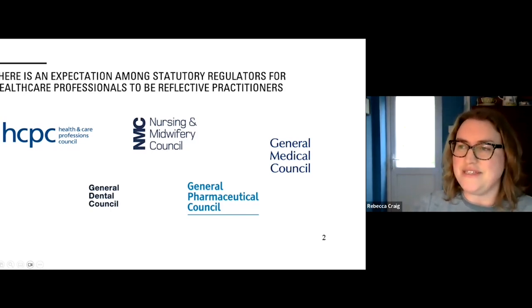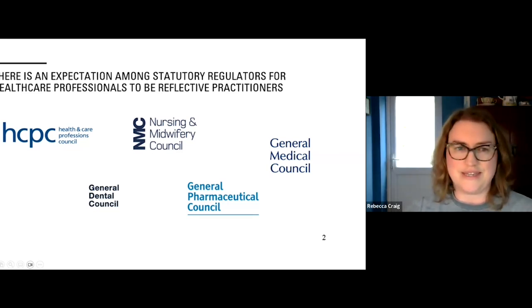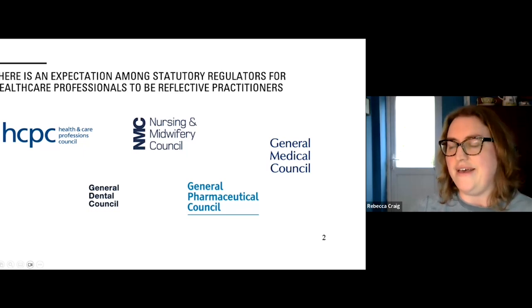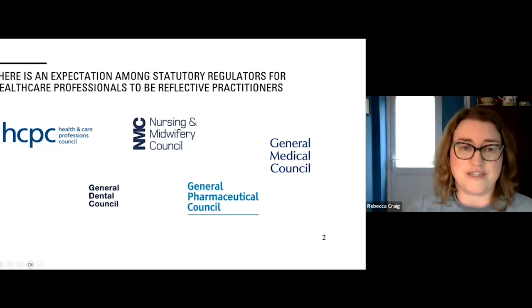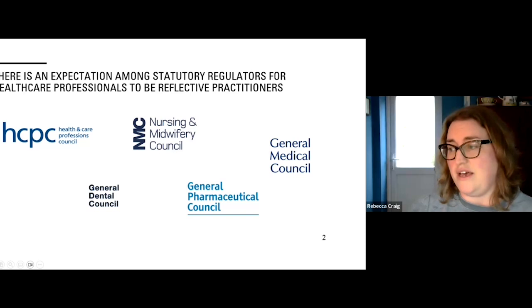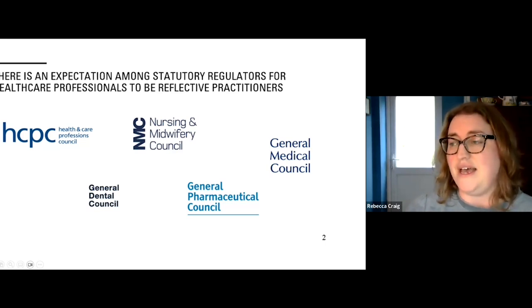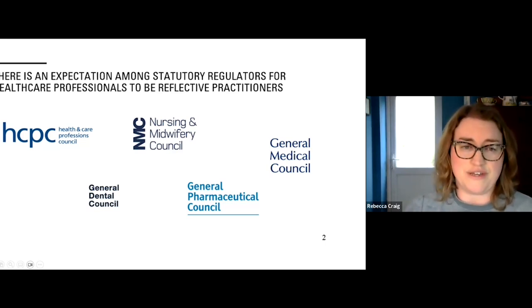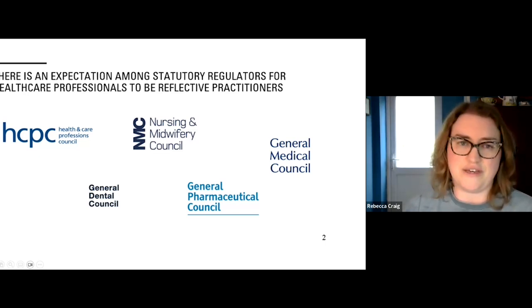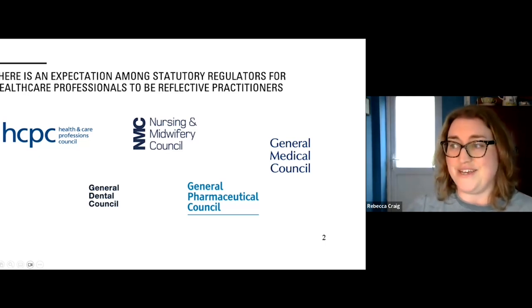Basically, the reason this became an area we started looking into is because there's an expectation amongst regulatory bodies in healthcare that we are reflective practitioners. So we engage in revalidation processes every 3 years for the Nurse and Midwifery Council. Our General Medical Council colleagues engage in regular monitoring and updating of their practice, and so do our allied health professionals. So there's a real need for our clinicians to be really good reflective practitioners.